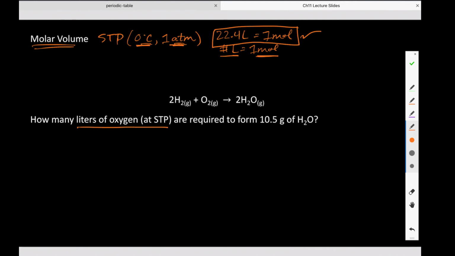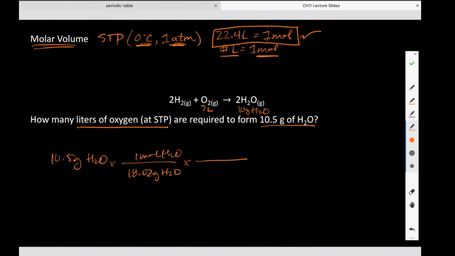So how many liters of oxygen, this is my question, are required to form 10 grams of H2O? So if I have 10.5 grams of H2O, and I know that for every 18.02 grams of H2O, I have 1 mole of H2O, then I would look at my equation to get the mole ratio, which says that for every 2 moles of H2O, we would produce or require 1 mole of O2. And then here is where that shortcut comes in. I would like to know the volume of oxygen, right?